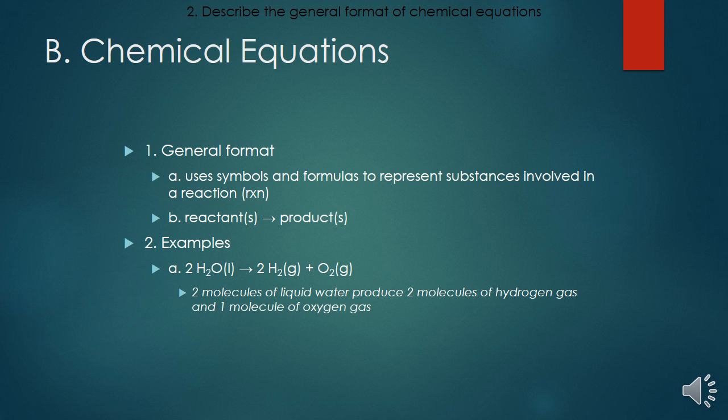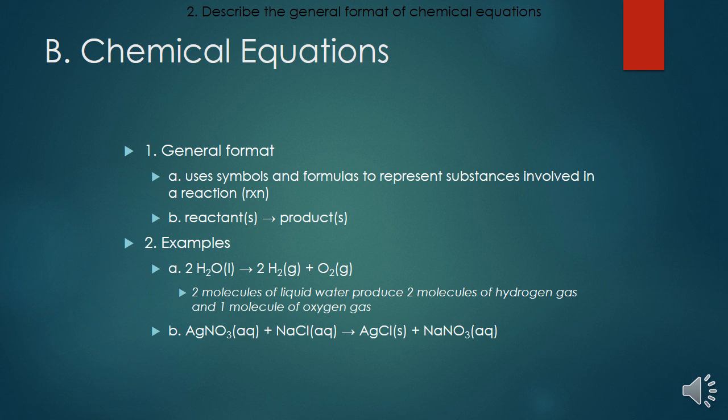Several different things we could say there. And then notice the plus sign is substituted for the word "and." Now, that would not always have to be the case, but it is often the case. Anytime we have multiple substances on one side of the equation, notice here we have two different products, both hydrogen and oxygen are formed. The symbols and the formulas are always separated by a plus sign.